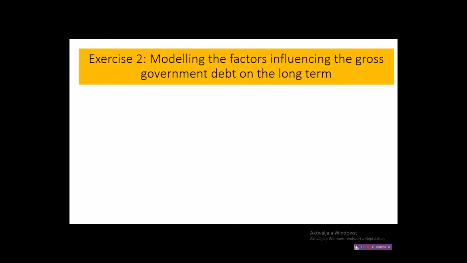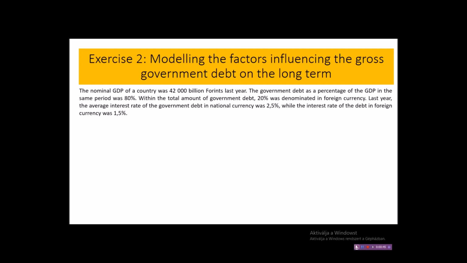the exercise sounds as follows. The nominal GDP of a country was 42,000 billion forints last year. The government debt as a percentage of the GDP in the same period was 80%. Within the total amount of government debt, 20% was denominated in foreign currency. Last year, the average interest rate of the government debt in national currency was 2.5%, while the interest rate of the debt in foreign currency was 1.5%.